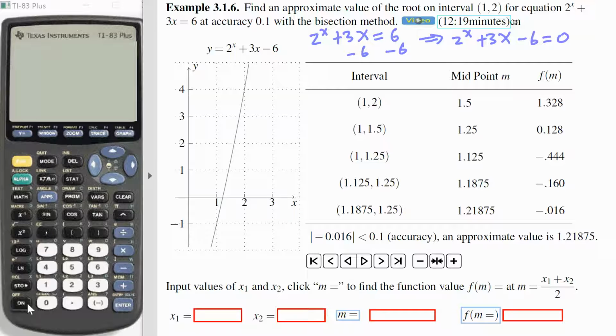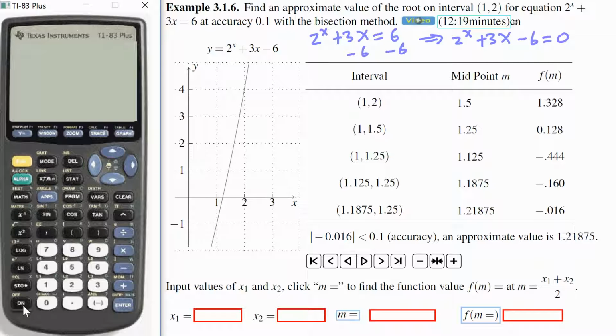So let's work on this through the TI-83 calculator. You input the equation 2^x + 3x - 6 first. You may graph it. You see the graph looks like that. Okay, looks like ours is right here.